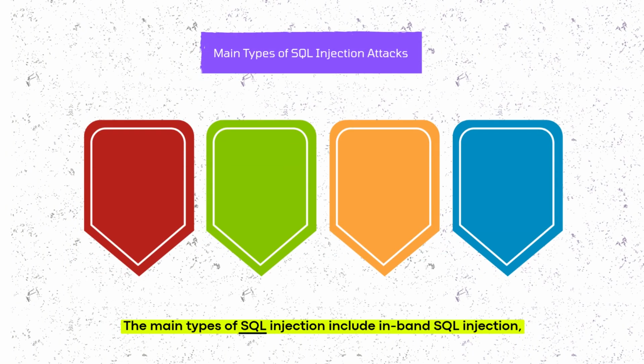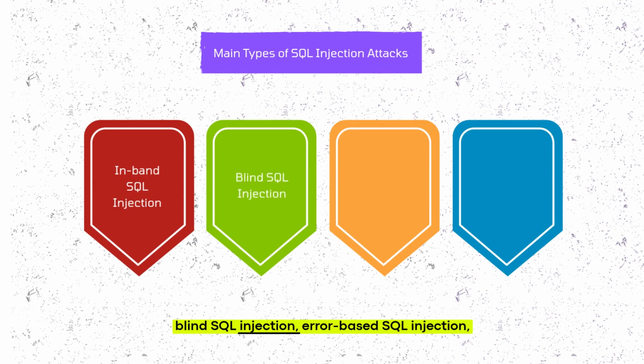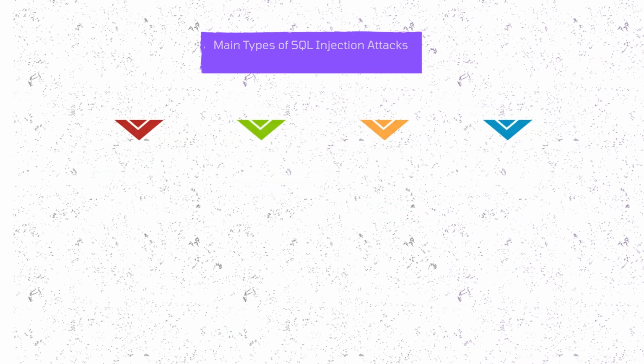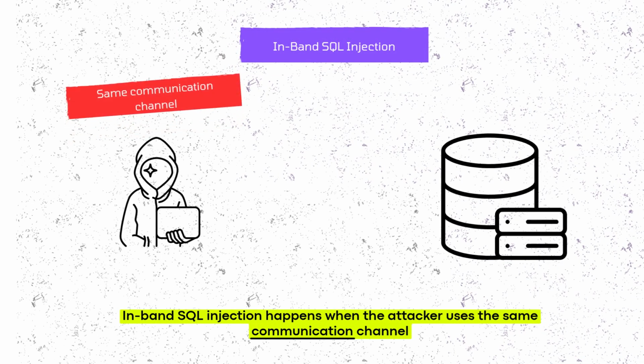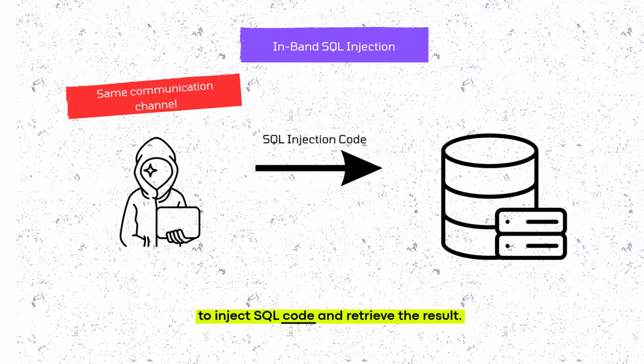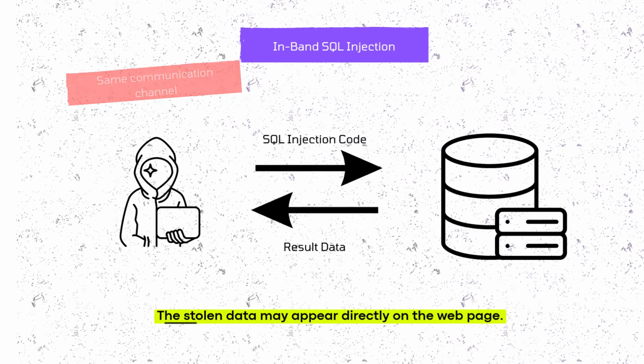The main types of SQL injection include in-band SQL injection, blind SQL injection, error-based SQL injection, and out-of-band SQL injection. In-band SQL injection happens when the attacker uses the same communication channel to inject SQL code and retrieve the result. The stolen data may appear directly on the web page.